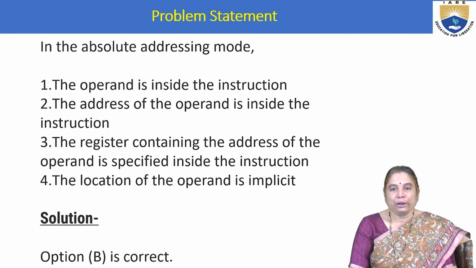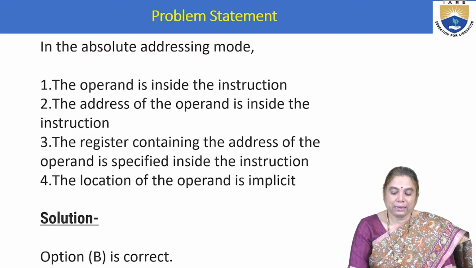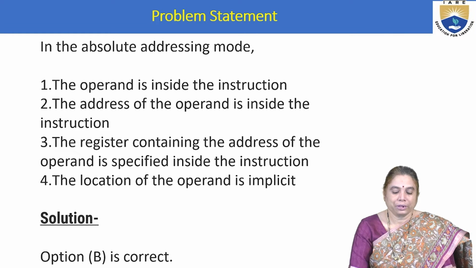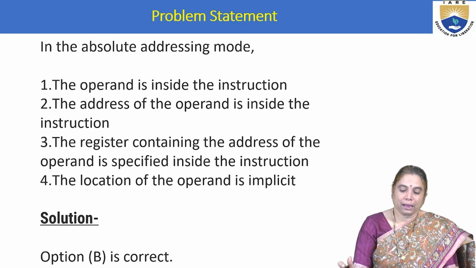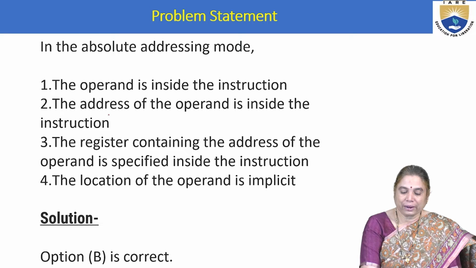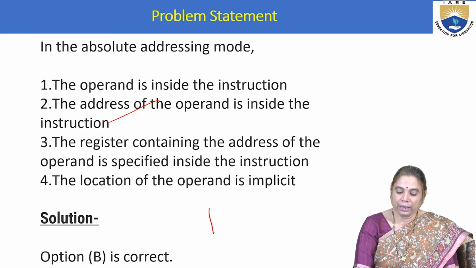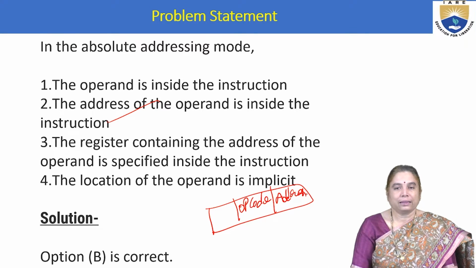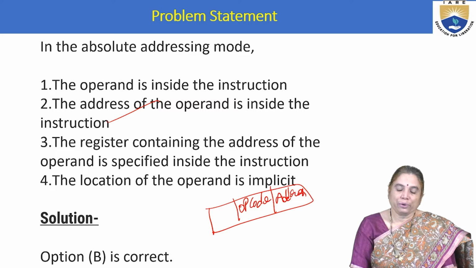Next, in the absolute addressing mode, the operand is inside the instruction. The address of the operand is inside the instruction. The register containing the address of the operand is specified inside the instruction. The location of the operand is implicit. So here the address of the operand is specified inside the instruction. So here in the instruction itself, after the opcode, the address of the operand must be specified in case of absolute addressing mode.